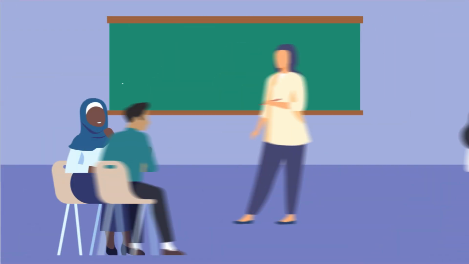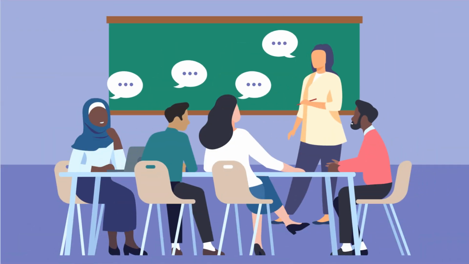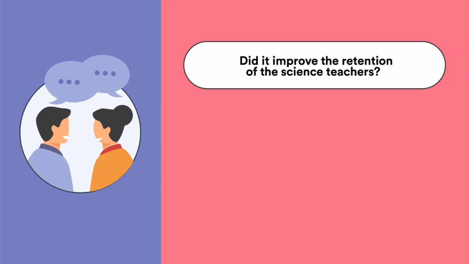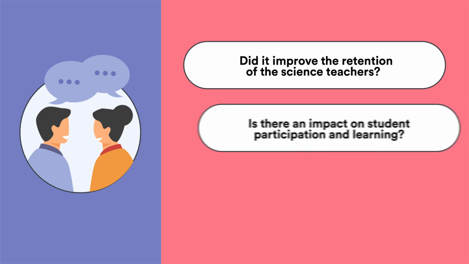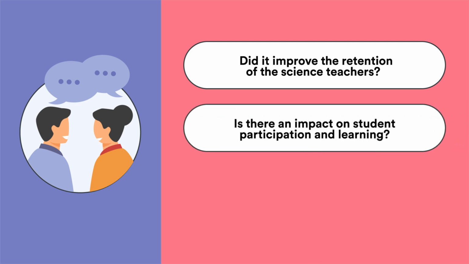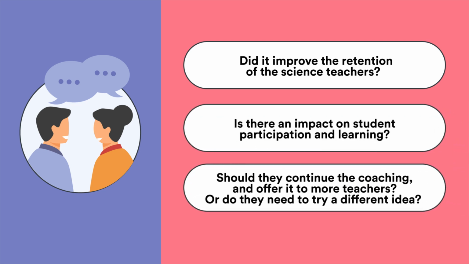The school leaders then review the data they collected, and they look at the results of the coaching and mentoring. Did it improve the retention of the science teachers? Is there an impact on student participation and learning? Should they continue the coaching and offer it to more teachers? Or do they need to try a different idea?